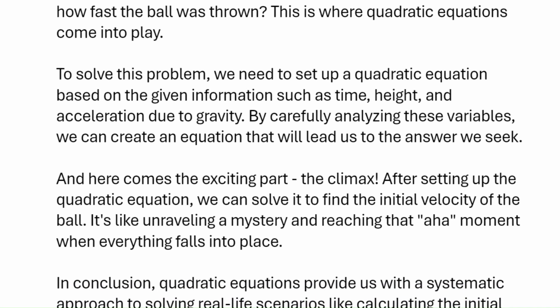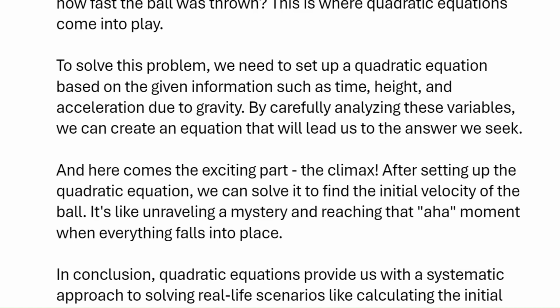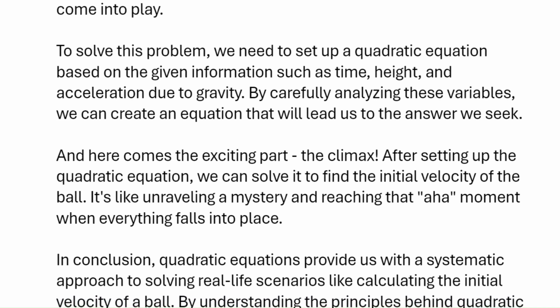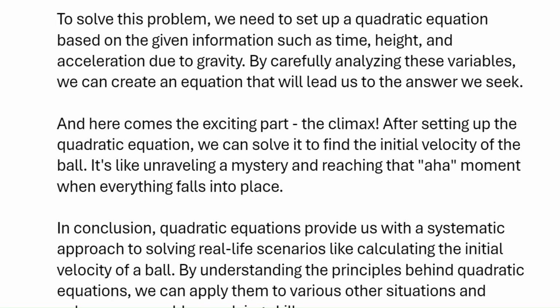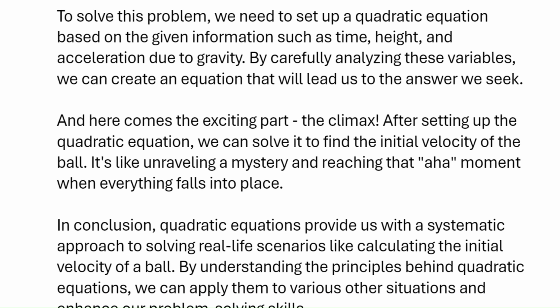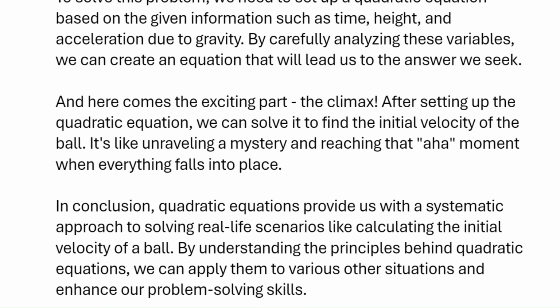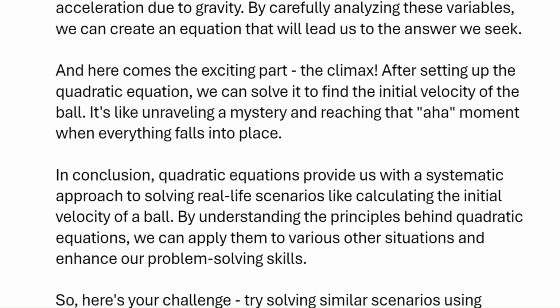Now let's consider a specific scenario. Picture a ball being thrown in the air with unknown initial velocity. How can we figure out how fast the ball was thrown? This is where quadratic equations come into play.